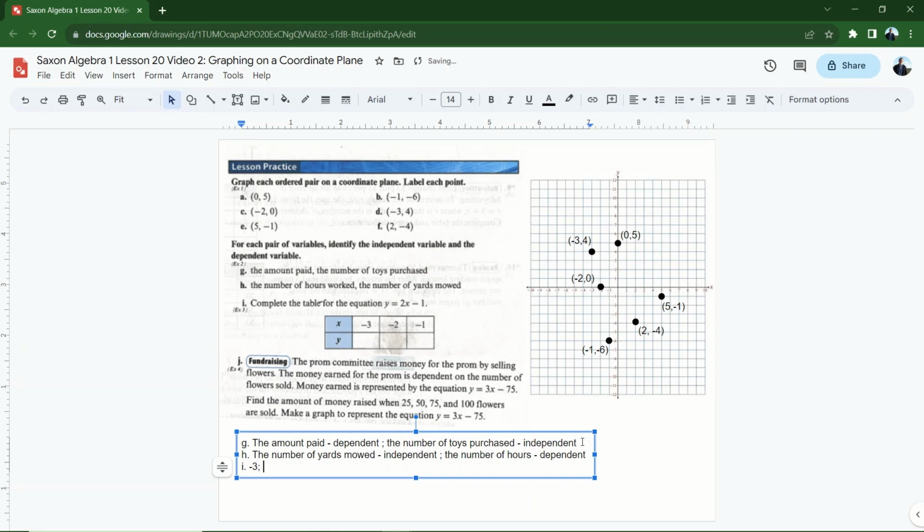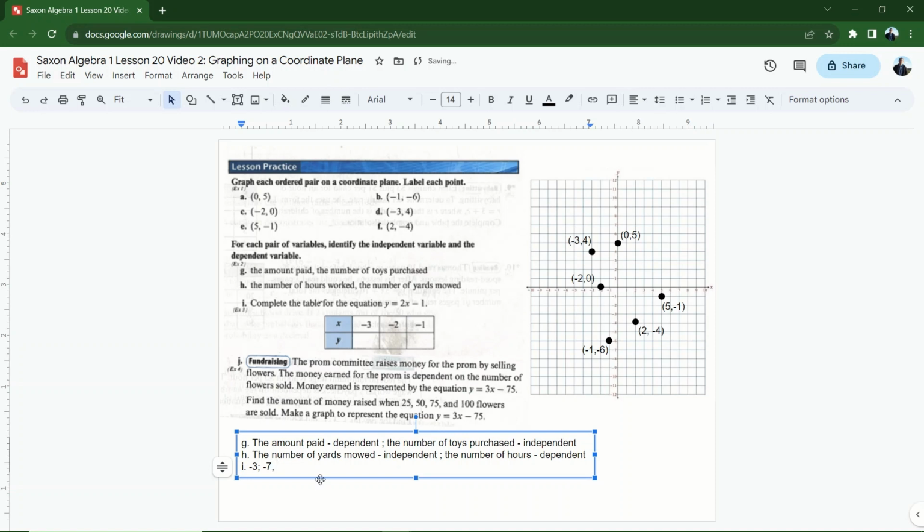Okay, so I'm going to write -3, and then below -3, what number am I going to put? Well, let's see. If I plug -3 in for x, that's all I'm doing. Whatever this value for x is, I'm plugging it into my equation. 2 times -3 is -6, minus 1 is -7. So I would fill in -7 for y right here. What happens when I plug in -2 for x?